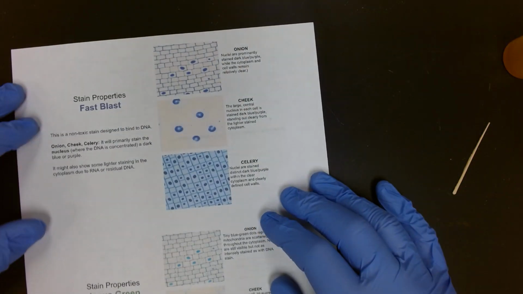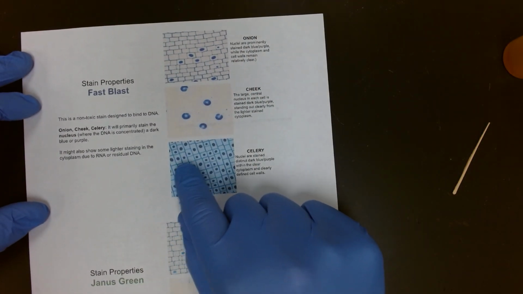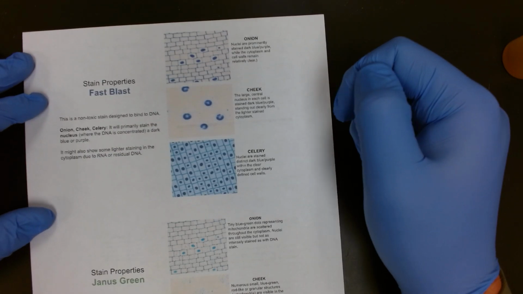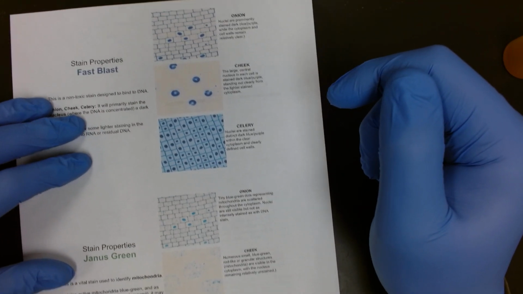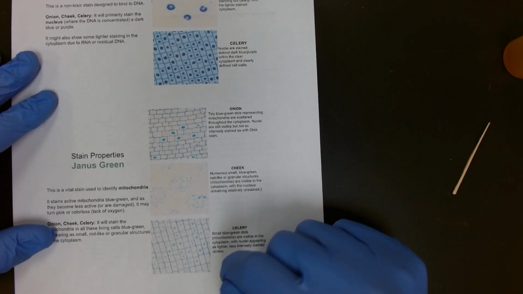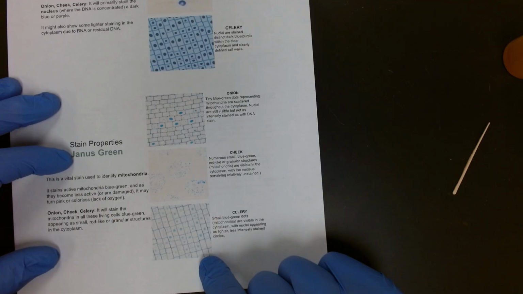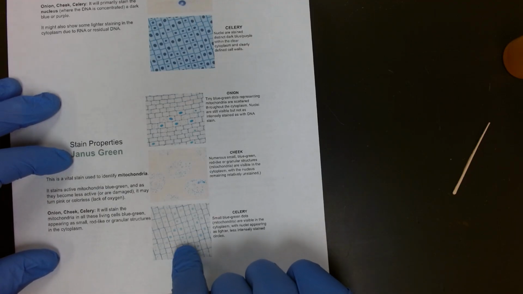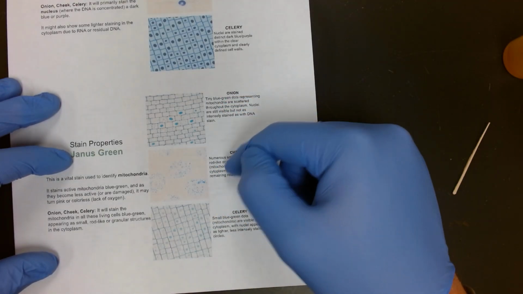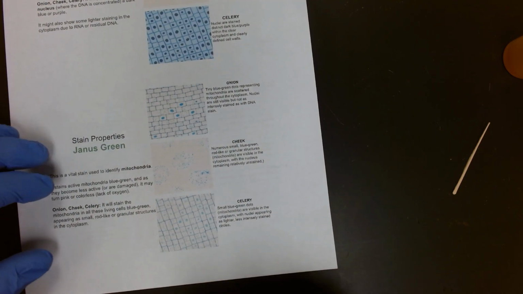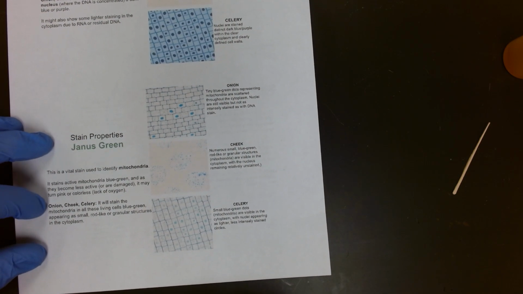Then we move on to our fast blast, and you can see that it highlights the nucleus very well, because this is where the DNA is located, and that's what this stain does best. And then on our celery cell, this is usually Janus green primarily because this is an excellent way to see the mitochondria. We don't usually get good results with seeing mitochondria in the onion and cheek, but we do with the celery, and that's really why we added the celery into this lab.